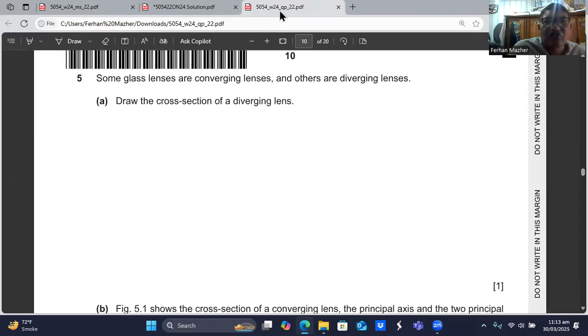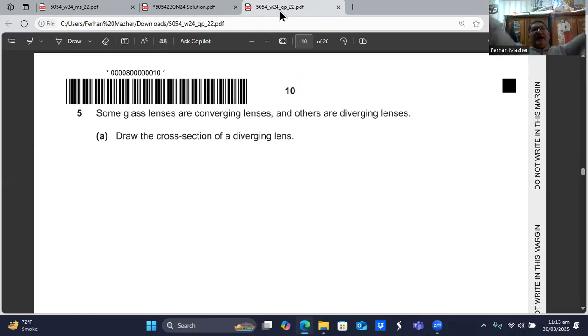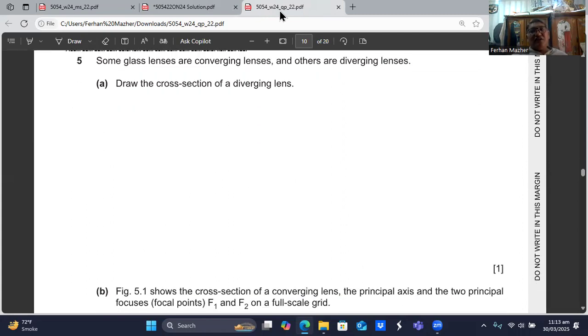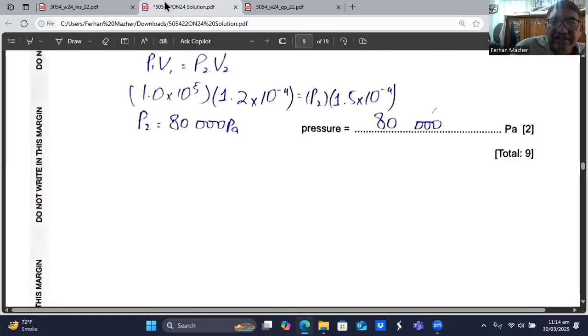The next question is question number 5, coming up on your screen. It says some glass lenses are converging lenses and others are diverging lenses. Draw the cross section of a diverging lens. Diverging lens is the concave lens. So they diverge the light. So in the middle, they are thin, and on the ends, they are thick. So it's a 1-mark question. Let me show you this diagram.